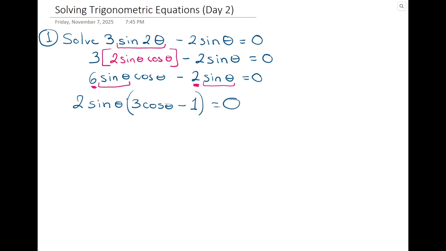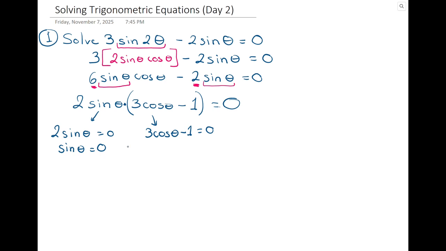All right, and now I have a product. I multiply two things and I get a 0. So that's the zero product property. So we're going to say, okay, then 2 sine theta equals 0, or 3 cosine theta minus 1 equals 0. And then we're going to finish up. So divide by 2 on both sides gives you sine theta equals 0.